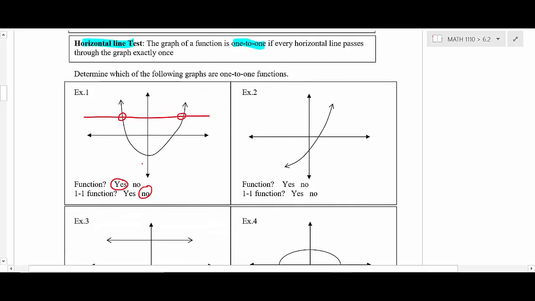All right, let's look at example 2. Vertical line test. Is that a function? Yes, it's a function. How about the horizontal line test? Does that work or not work? That works. So that is a one-to-one function. That's the way one-to-one functions look. Like that.